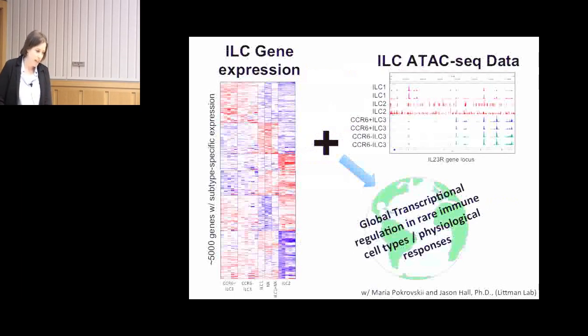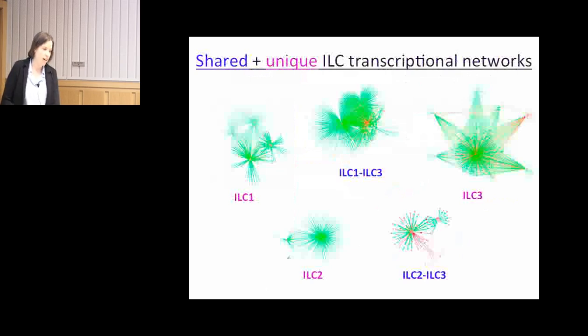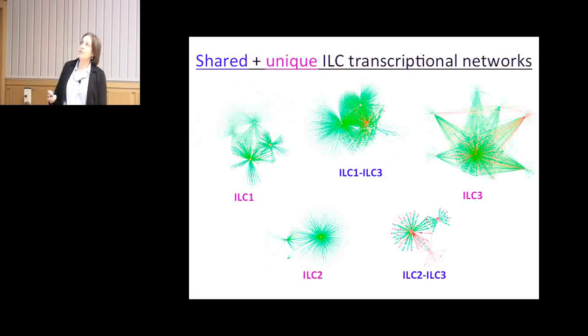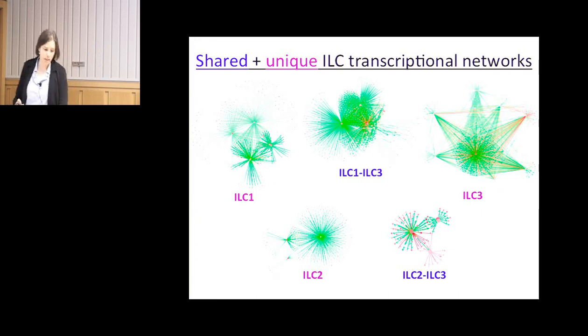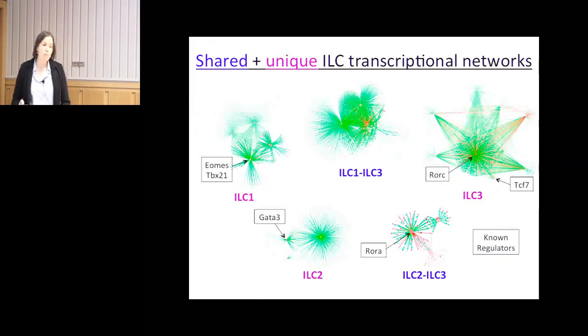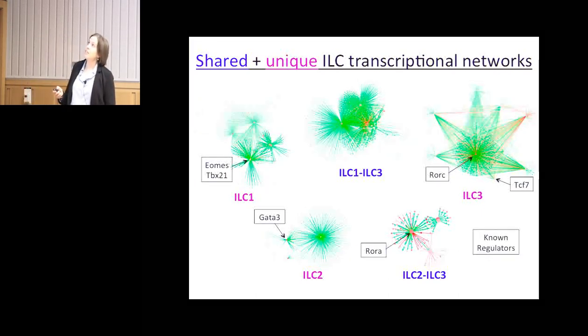And here are some of the networks that we recovered. So for shared and unique ILC networks, so ILC1s, ILC2s, ILC3s. And then these are transcriptional regulatory interactions between TFs and genes that are shared between ILC1s and ILC3s, shared between ILC2s and ILC3s. And what we were pleased to see was that for the few master transcription factors that were known in these innate lymphoid cells, we were able to recover them.